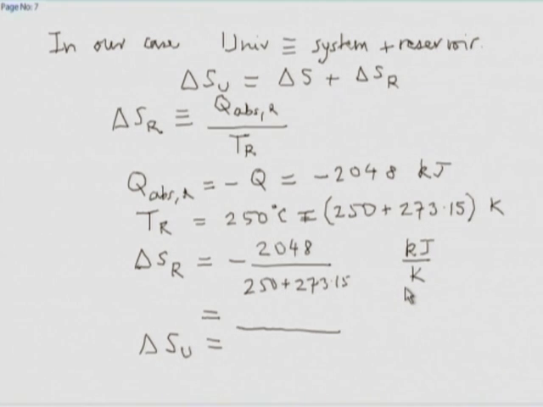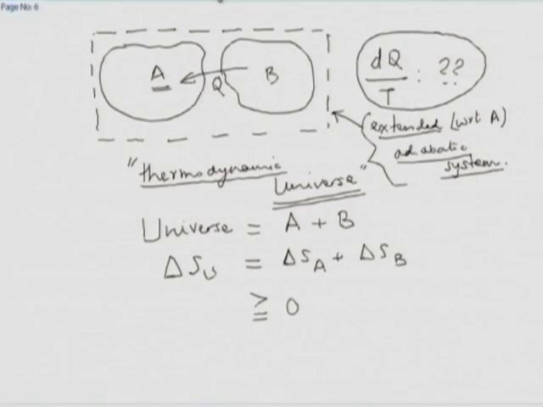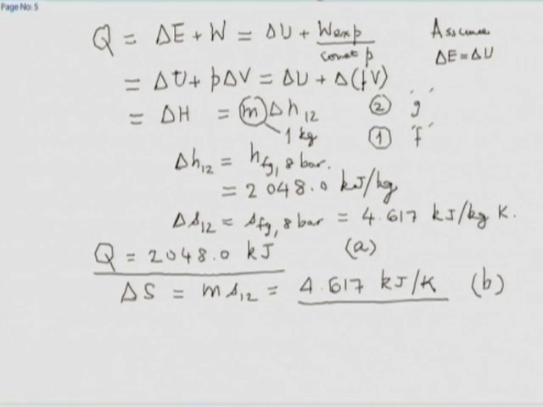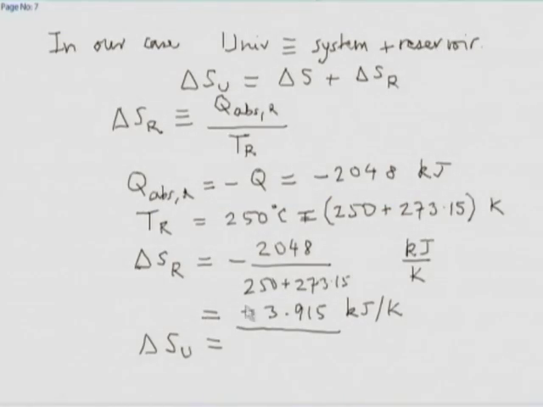In this particular case, because it is just the first problem, let me complete it. We have minus 2048 divided by 250 plus 273.15, that is 523.15, that turns out to be minus 3.915 kilojoule per Kelvin. Our delta S system, how much was it? 4.617. So this is 4.617 plus minus 3.915 kilojoule per kg, whatever is that number.